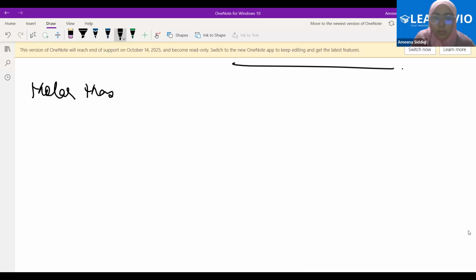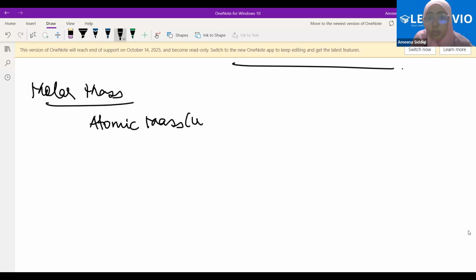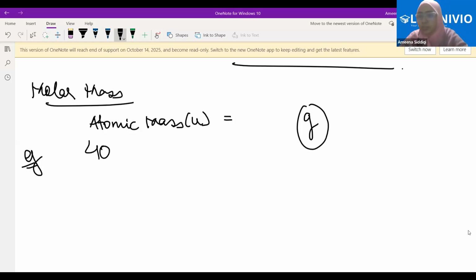Molar mass. See, important point. Whatever we have as the atomic mass, and I just want to tell you the unit for atomic mass is U, I will replace that value with grams. I will get the molar mass. Example: after multiplying by 6.022 into 10 raised to the power 23, which is a big number, I'll get the value in grams.